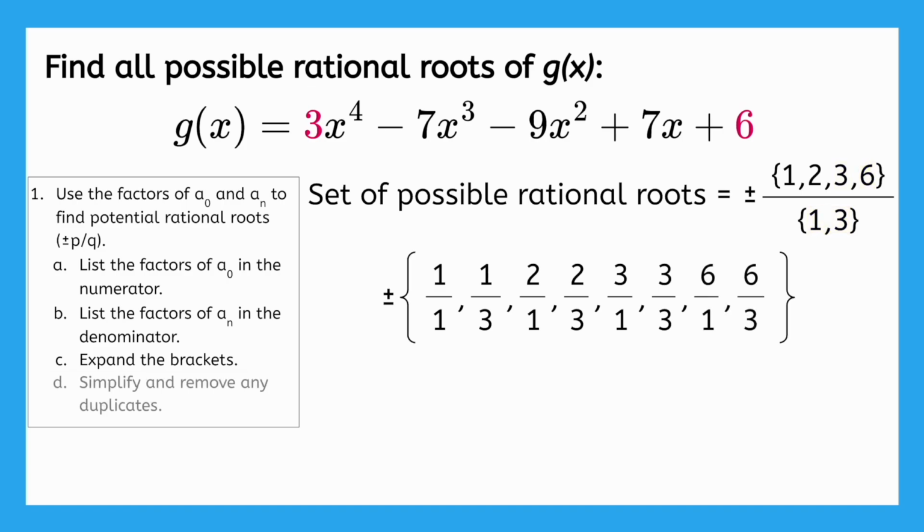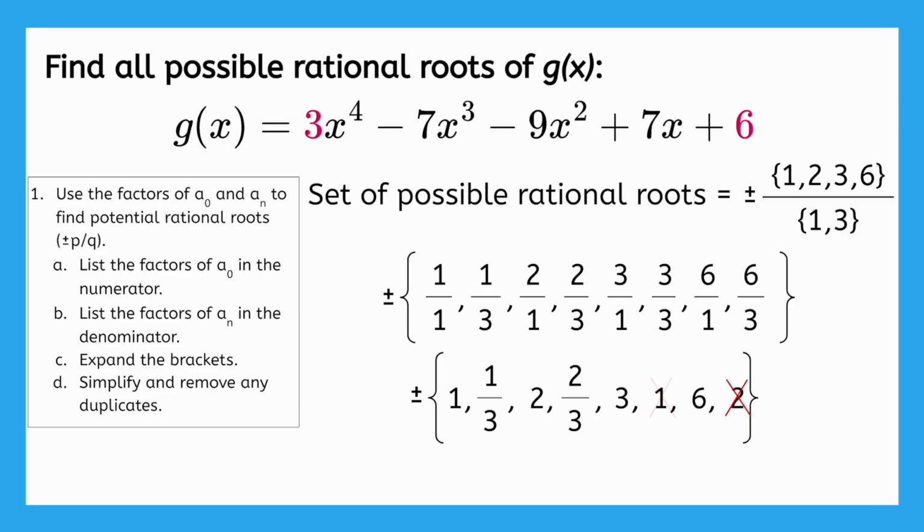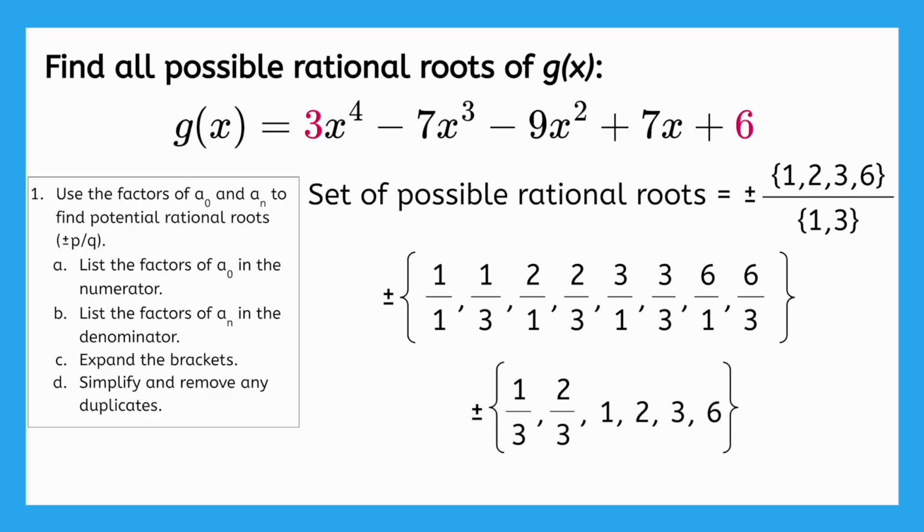Next, simplify the fractions and remove any duplicates. Here are all of those roots in their simplified form. Which ones are duplicates? Here they are. 6 over 3 gave us 2, and 3 over 3 gave us 1. Here's our final set of simplified possible rational roots in numerical order. Plus or minus 1/3, 2/3, 1, 2, 3, and 6.